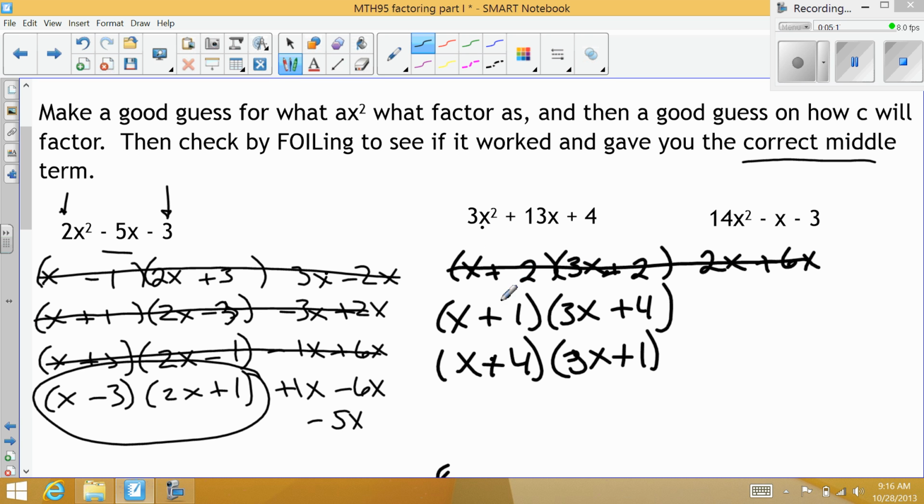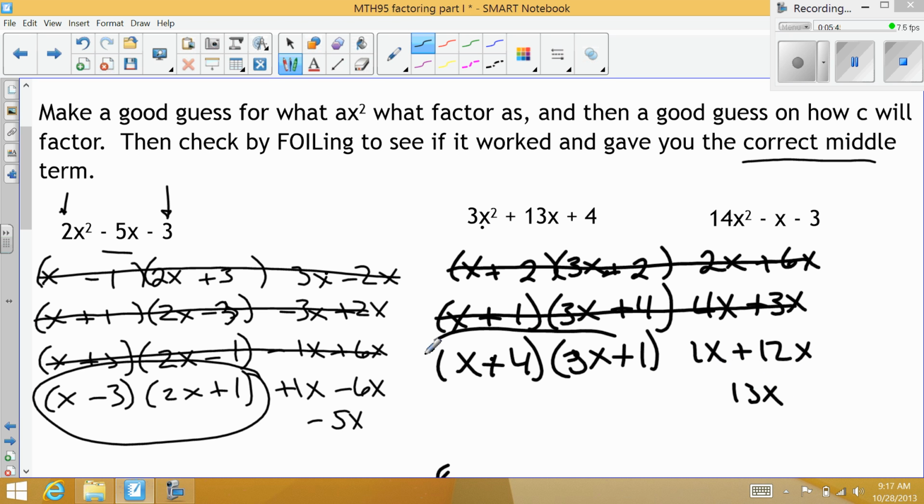Taking my next set here, x times 3x is 3x squared. X times 4 is 4x. 1 times 3x is 3x. That gives me 7x, again too small. I'm not getting the 13x. Taking my next combination here, x times 3x is 3x squared. X times 1 is 1x. 4 times 3x is 12x. And 1x plus 12x is 13x. So there's my correct factorization.